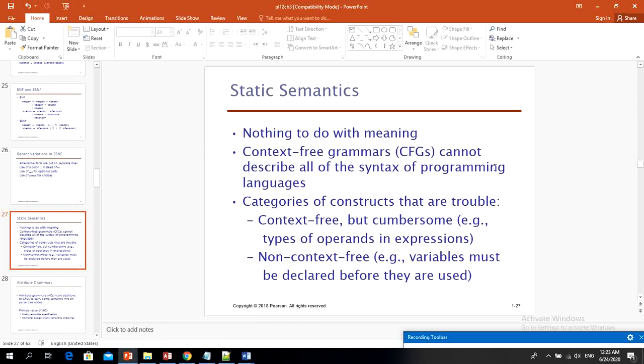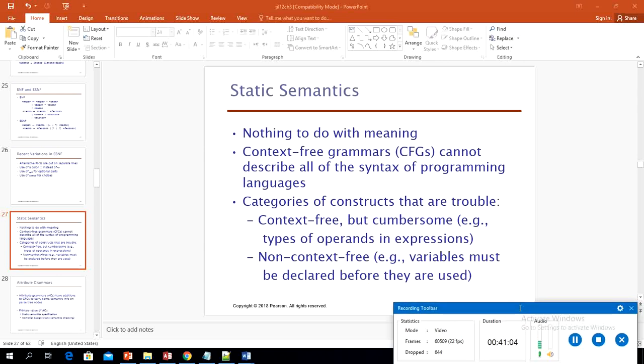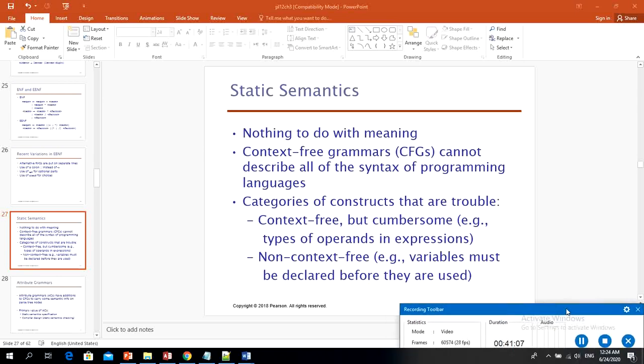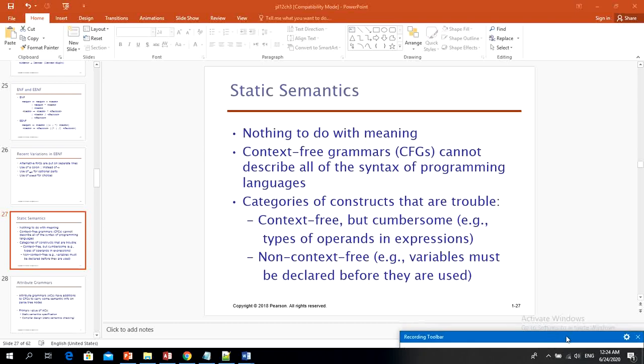So static semantics is simply not about the usage of these grammar rules. It actually depends on the usage of the types of operands in expressions. Operands are the components of expressions together with operators. So it depends on the programming language that you are using these CFGs for.